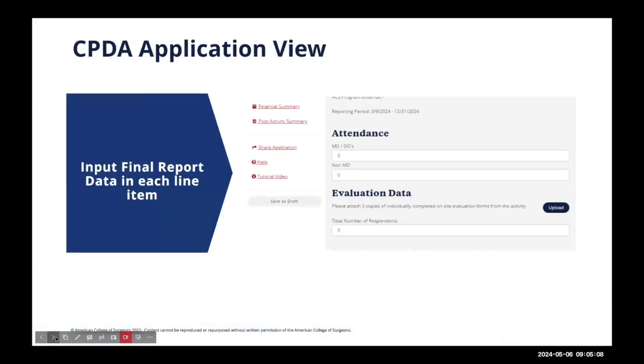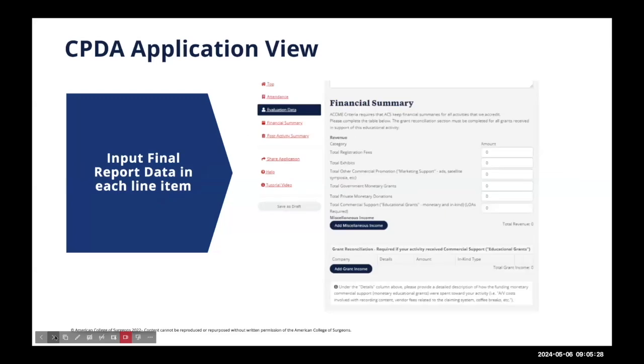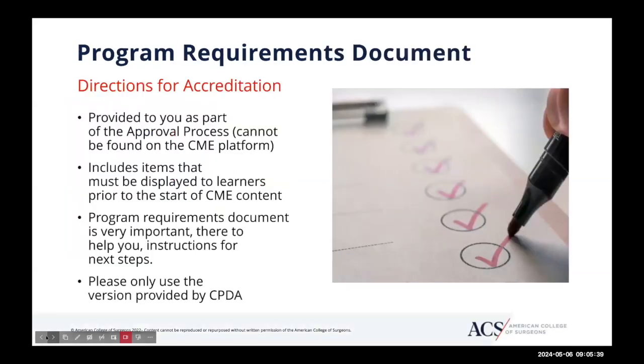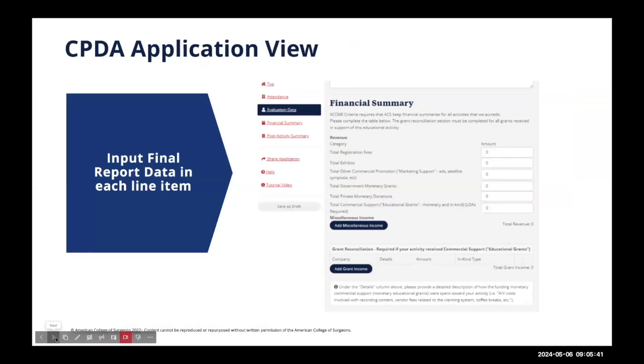Next slide, please. So this is a screenshot of the application portal. As you can see, each line has a specific line item for you to input the attendance of MDDOs, non-members, and non-MDDOs, and evaluation responses. And we also have another slide of the financial summary section in our application. Again, please input the data in each line item as soon as possible, and you can always let any member of our CPDA staff know if you have questions.